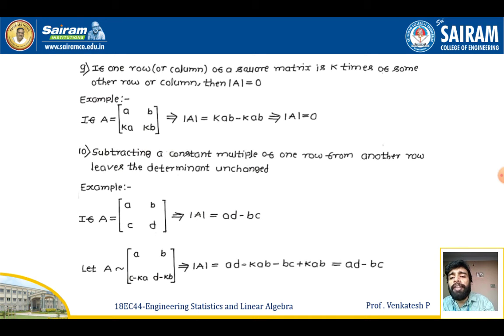So if I expand this matrix for determinant, the answer is AD minus BC. Now I'm going to multiply some constant K for row 1 and subtract that from row 2. So the matrix will be equivalent to A, B, C minus Ka, D minus Kb. Now if I expand this determinant, the value remains unchanged.